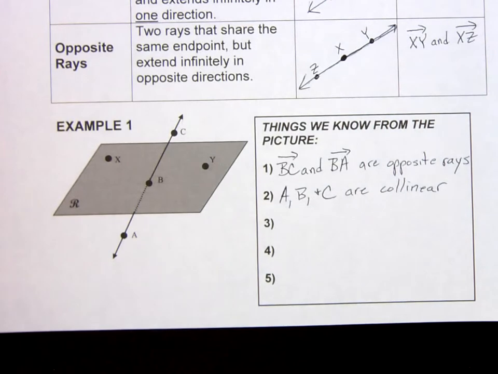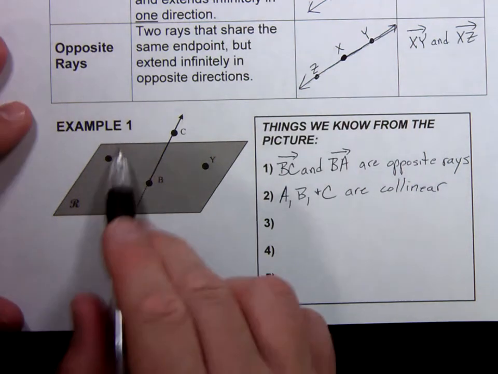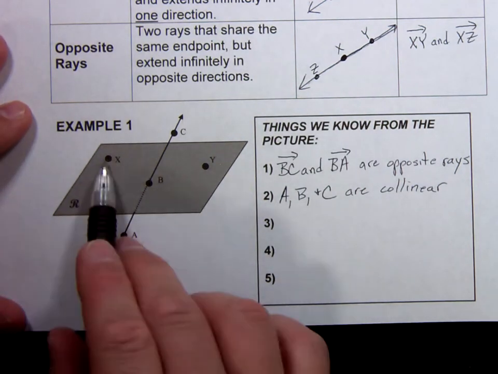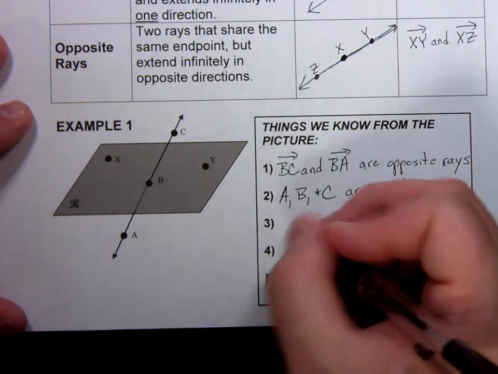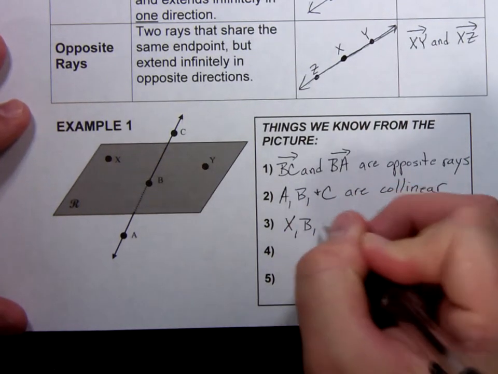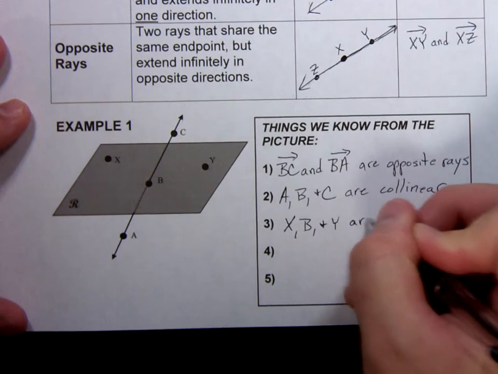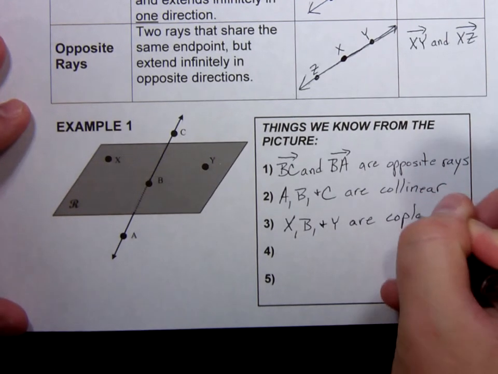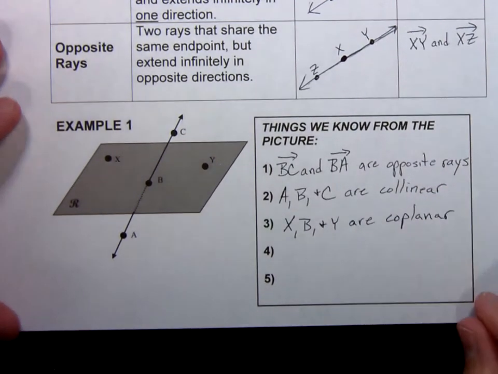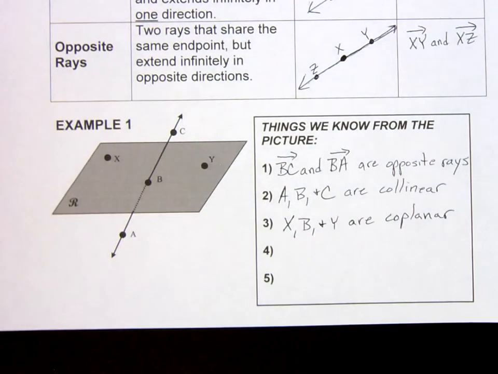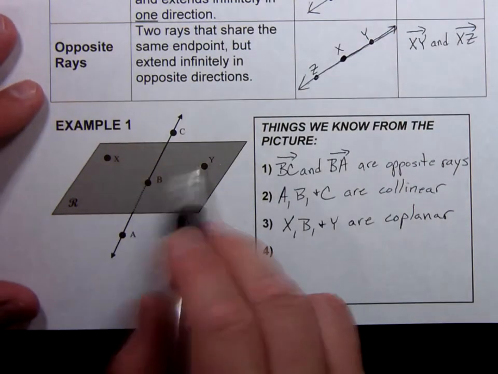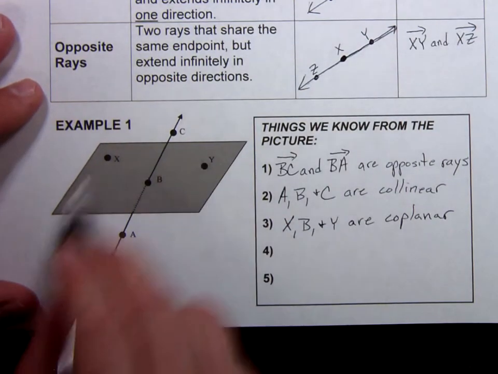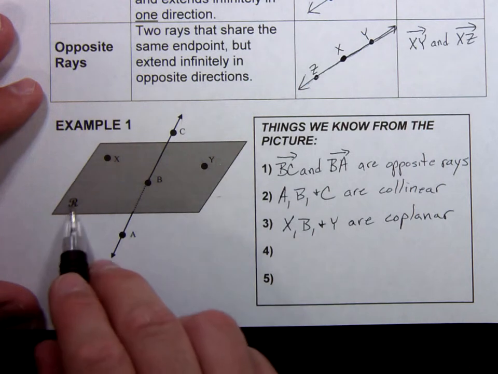Okay, we just used collinear. What about coplanar? Coplanar are points that are on the same plane. Well, on this plane, I see points X, B, and Y. So I know that X, B, and Y are coplanar. What's another name for that same plane that those points are on? X, B, and Y create this plane right here. What's another name for that plane? Plane R.